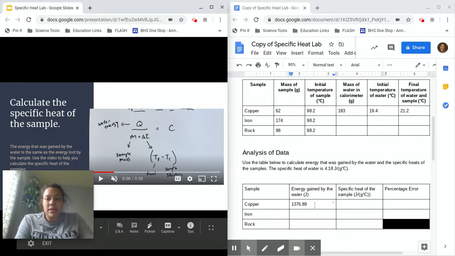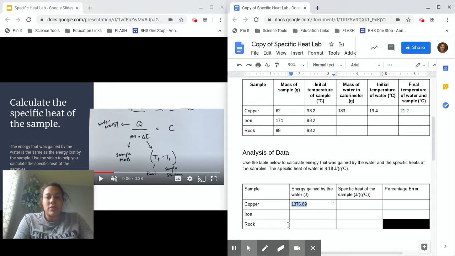Q is what I just calculated and the energy gained by the water. So I'm taking 1,376.89, and then I'm going to divide it by the information that goes with my sample, with the copper information. So I'm going to take the mass of that copper, which was 62, and then multiply that by the change in temperatures. Here's my final temperature for the sample, 21.2. This was the initial temperature of my sample, 98.2.